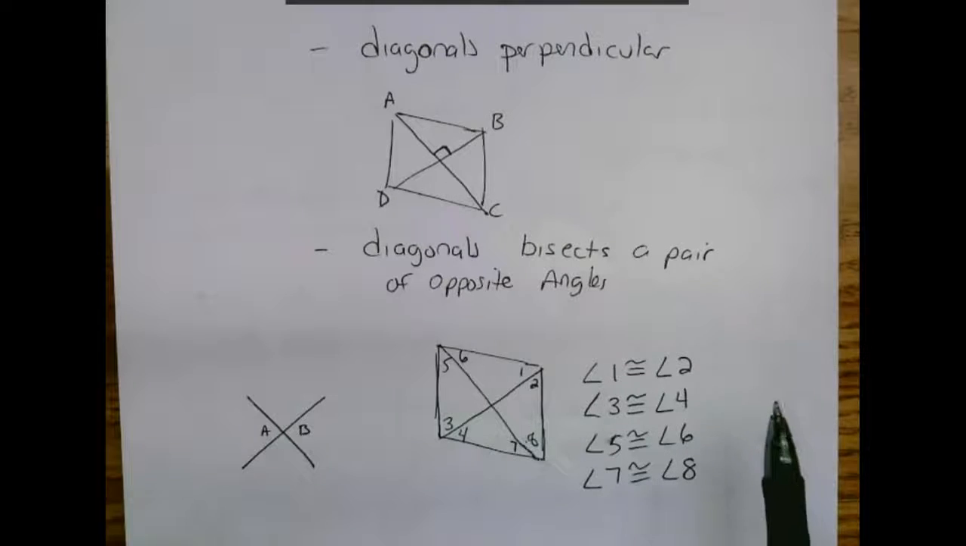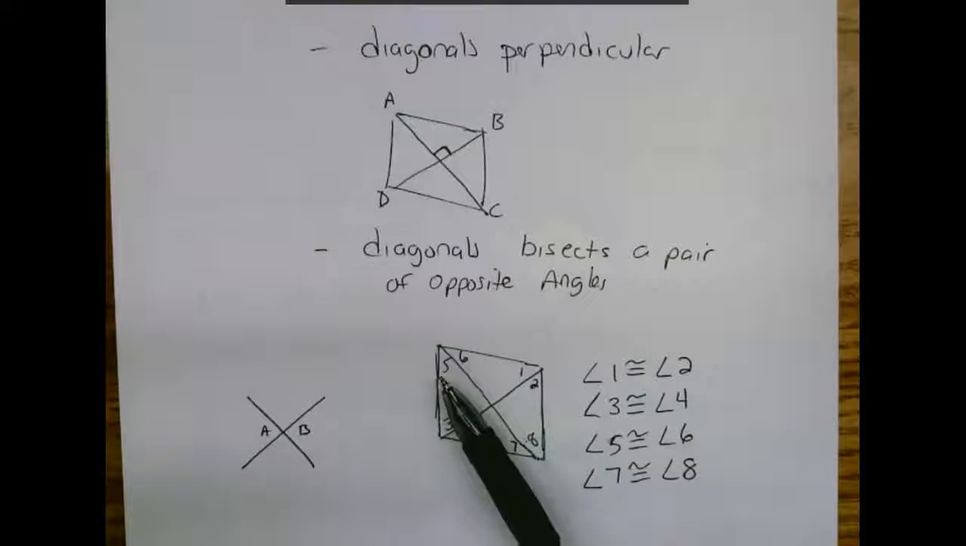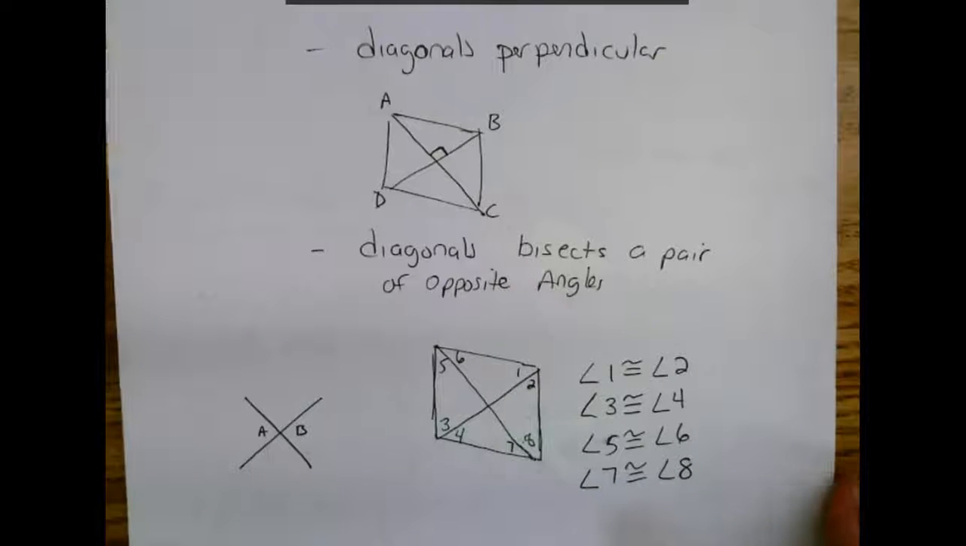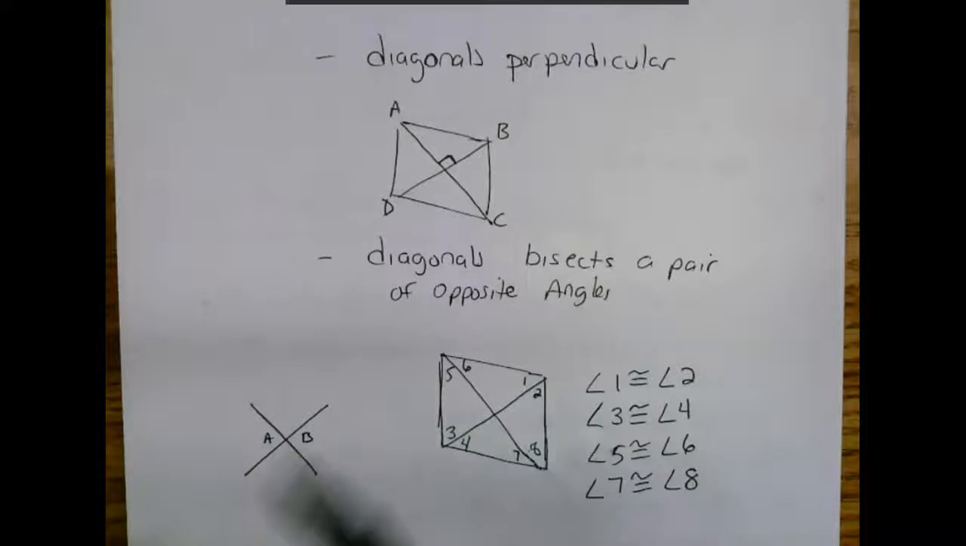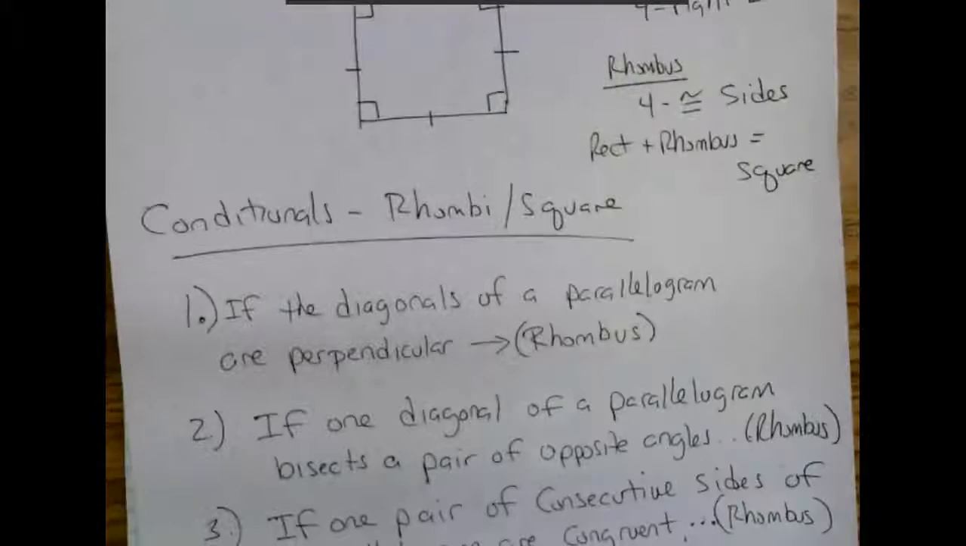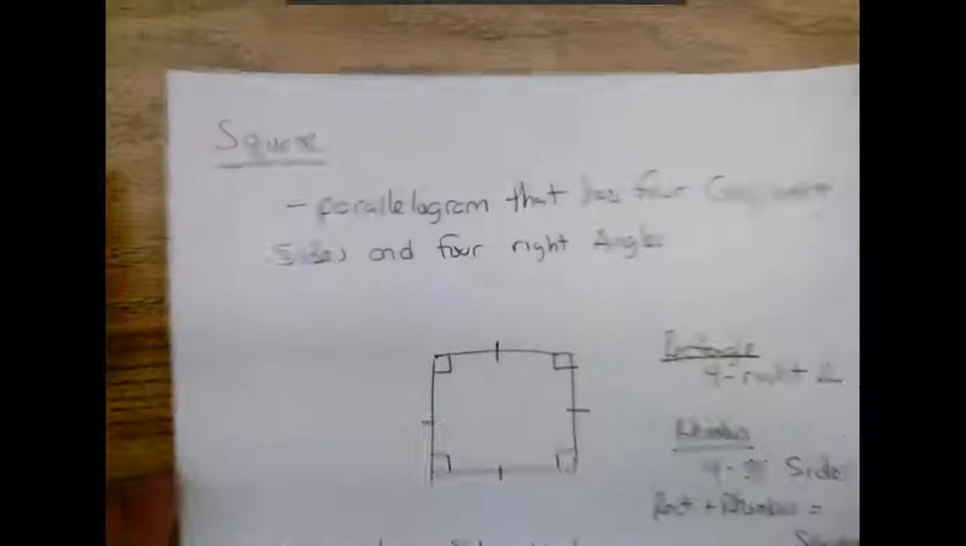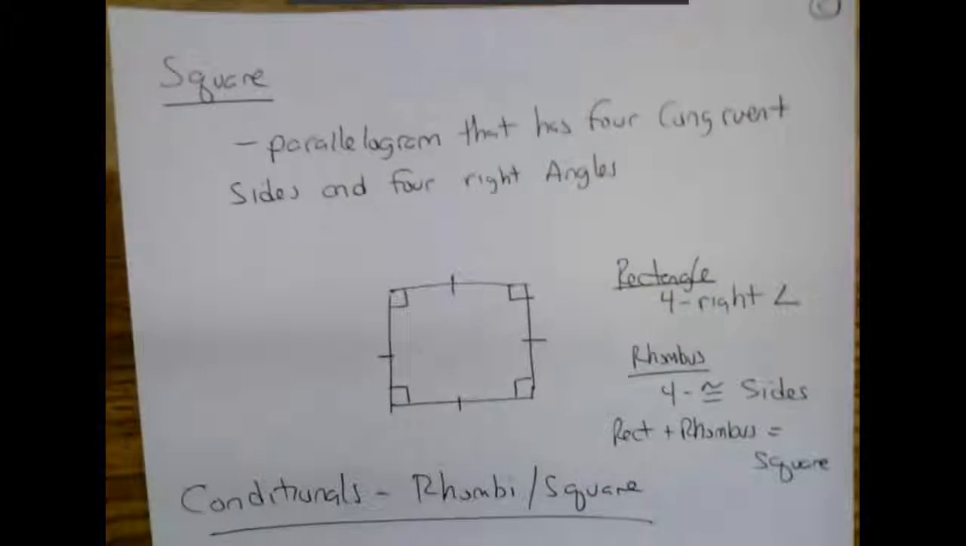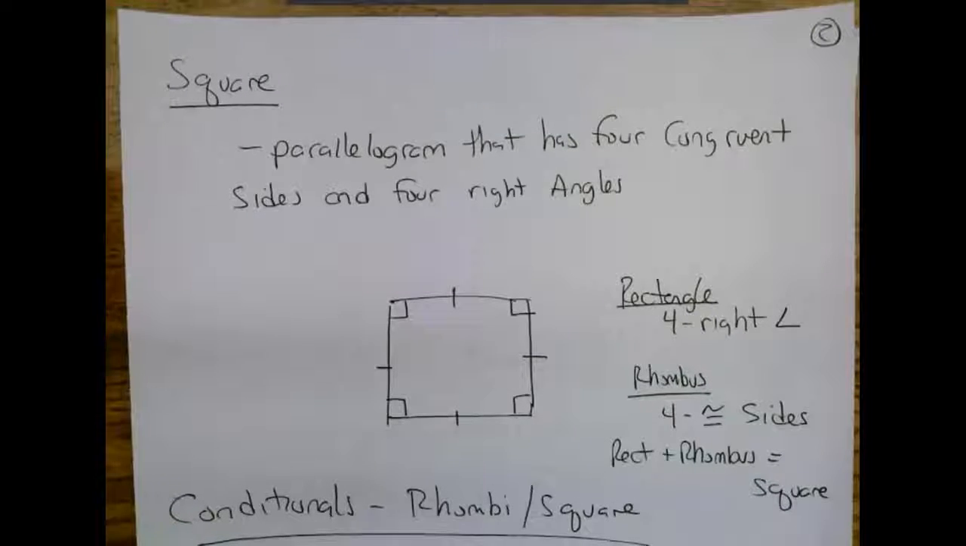So this is saying if you have a rhombus and a diagonal bisecting that angle, then it bisects it perfectly, and each of those angles are equal to each other. So we'd have angle 1 and 2 equal to each other, 3 and 4, 5 and 6, and 7 and 8, wherever that bisector is. So that's a rhombus: the diagonals are perpendicular, and the diagonals bisect a pair of opposite angles. Okay. And then we have a square. A square is a parallelogram that has 4 congruent sides and 4 right angles.